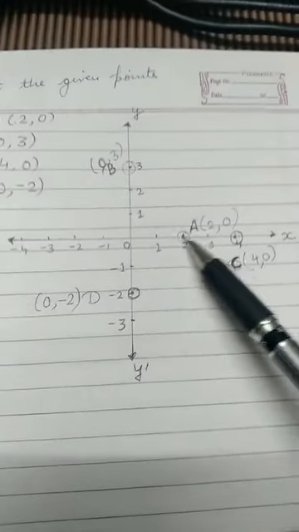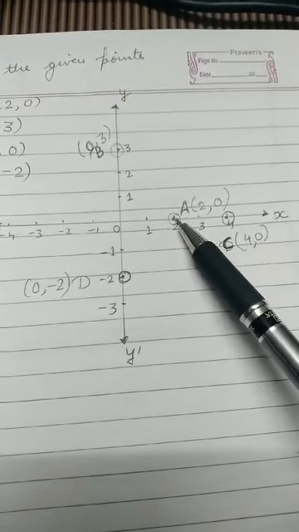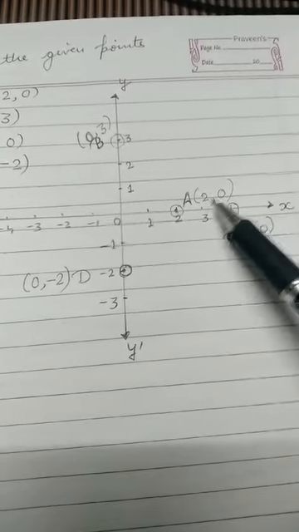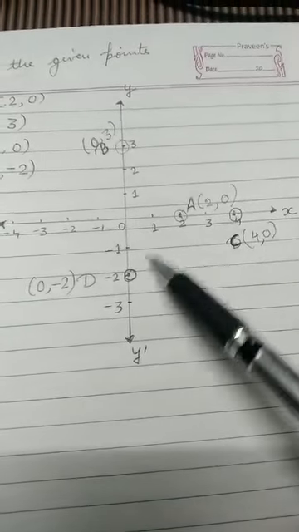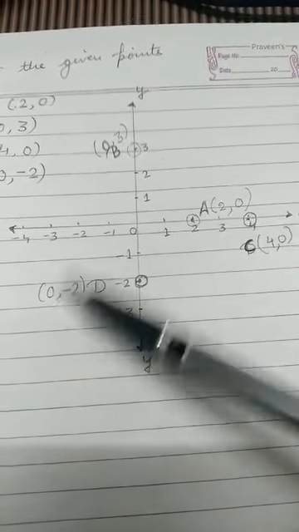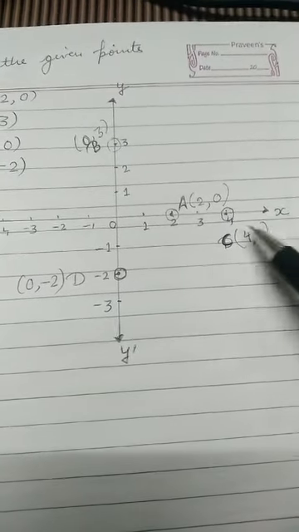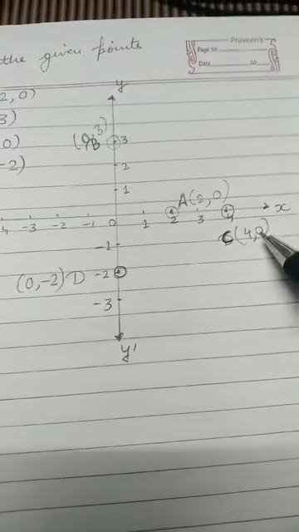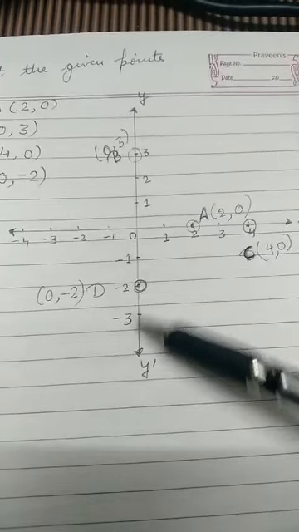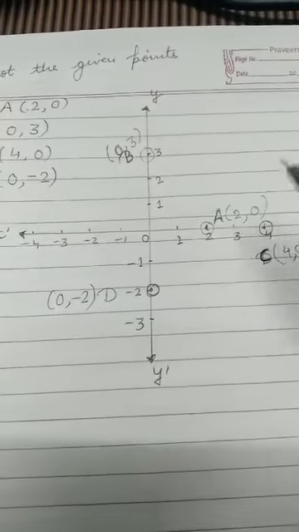Now while plotting these 4 points, you must have noticed that all the points which are lying on the x-axis, like point A and point C, in both these points the y coordinate is 0. Whereas for the points which are lying on the y-axis, B and D, in both these points the x coordinate is 0. So we can say the points which lie on the x-axis, their ordinate or y coordinate is always 0, whereas the points which lie on the y-axis, their x coordinate or abscissa is always 0.